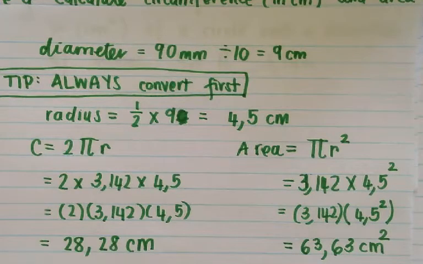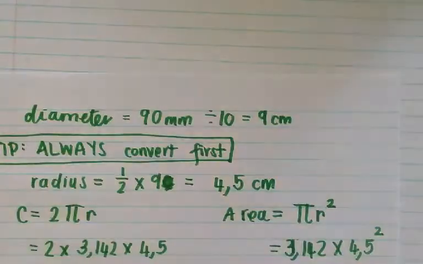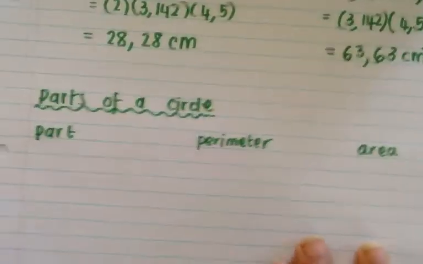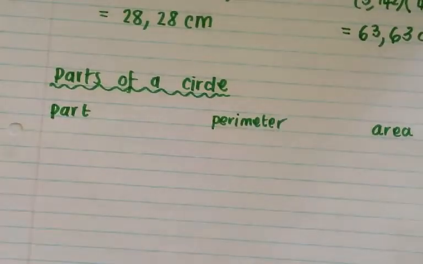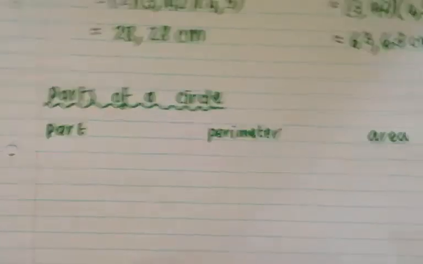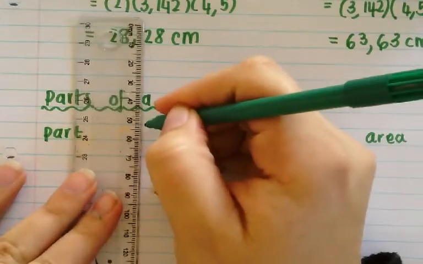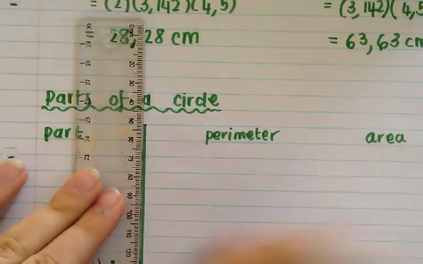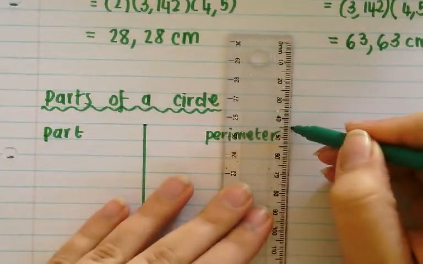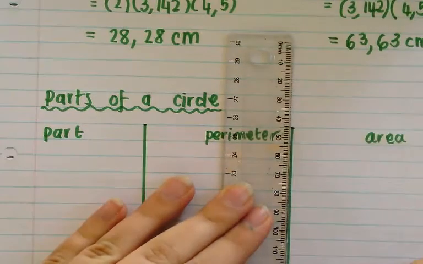Anyone still busy with what's on the board currently? Okay, taking it off. So I'm making parts of a circle. I'm making a table if I can find my ruler. I write my perimeter in a bit of a funny place.